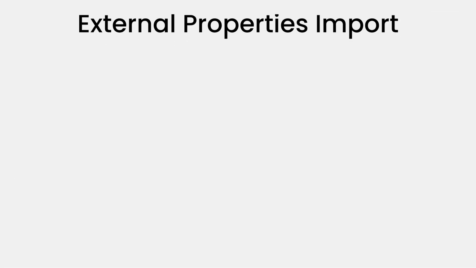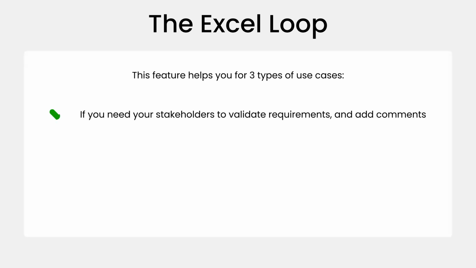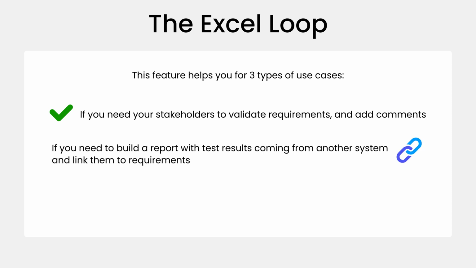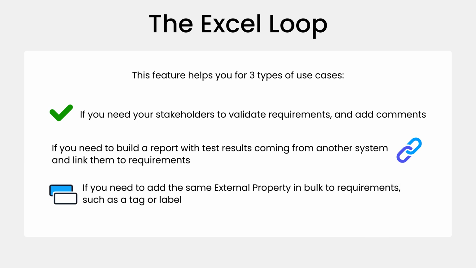The External Properties import feature, or what we call the Excel loop, responds to three types of use cases. If you need your stakeholders to validate your requirements and add comments. If you need to build a report with test results coming from another system and link them to requirements. If you need to add the same external property to a lot of your requirements, such as tags or labels.